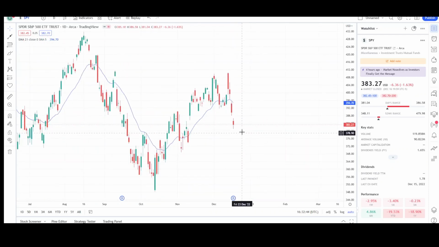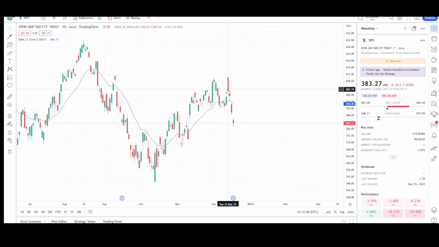So here we have the daily chart for the SPY. Looks like last week was a lot of selling. Monday, I did my prior analysis right over here, and Monday gapped up. We went up to the top of the range, had a little double top before seeing a massive move down.